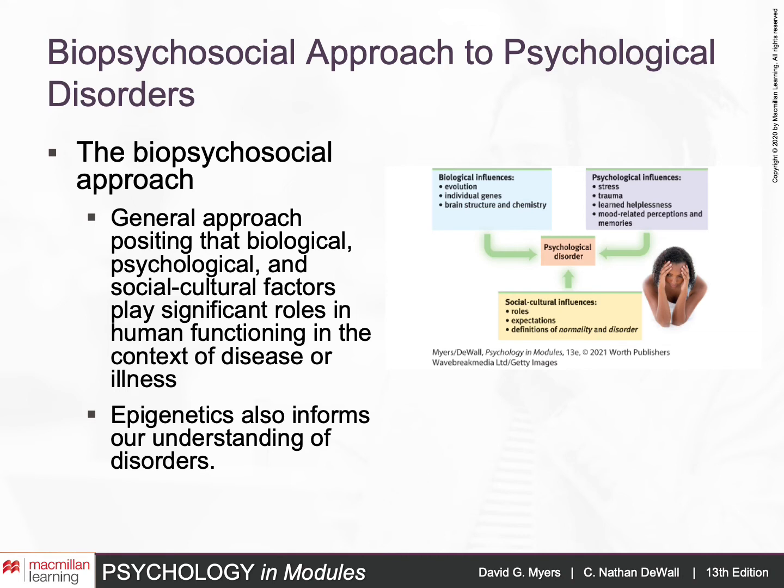There are also psychological influences, right? So, for example, one of the biggest determinants of a future psychological disorder is going to be trauma, right? So, whether you have suffered physical abuse, emotional abuse, sexual abuse, that's going to be a significant predictor of whether you are later diagnosed with a psychological disorder.